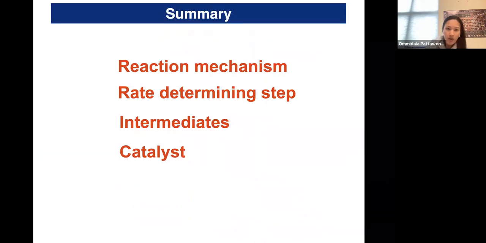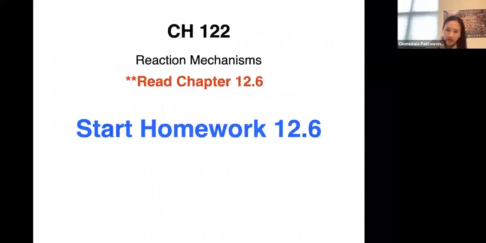All right, so for this lecture video, we are looking at reaction mechanisms. We looked at several terms, such as elementary step and molecularity. We determined which one is the rate determining step. We looked at which mechanism is valid or invalid. We looked at what the intermediates are and what the catalyst is. After this lecture video, you should be able to start working on homework 12.6.